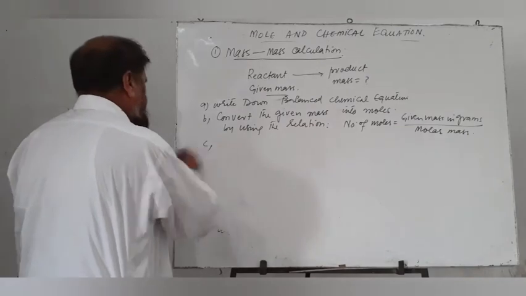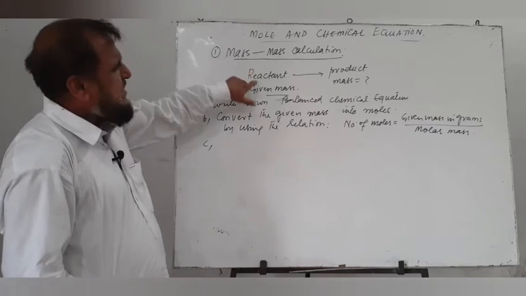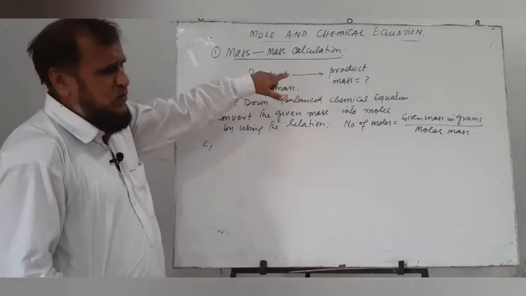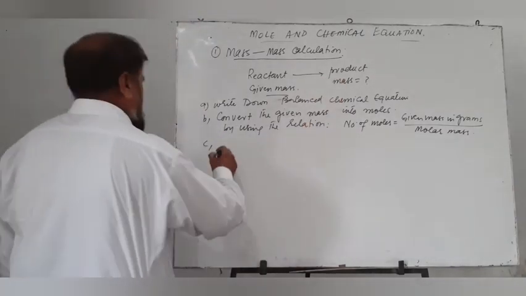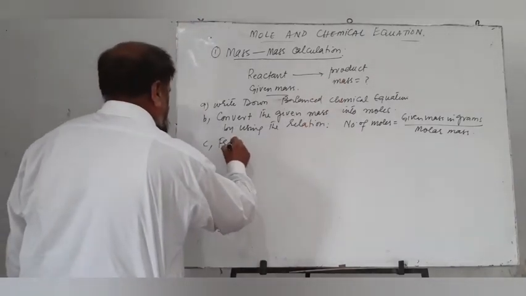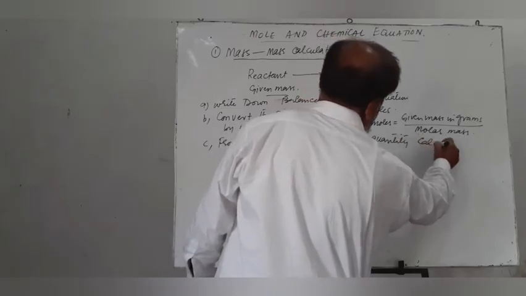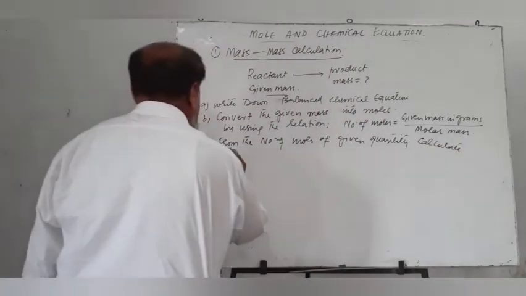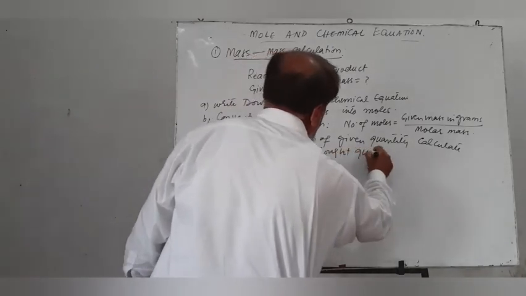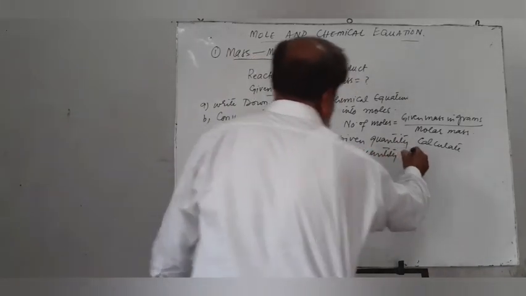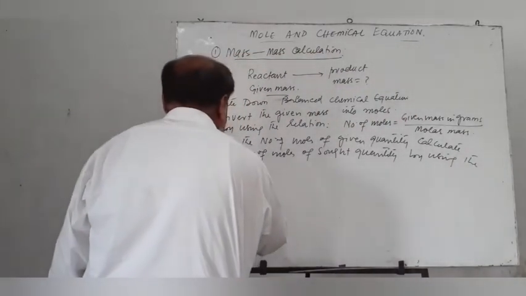Third step, from the given number of moles of the substance and the stoichiometric ratio in moles from the balanced equation, calculate the number of moles of the sought quantity. From the number of moles of the given quantity, calculate the number of moles of the sought quantity by using the coefficients of the balanced chemical equation.